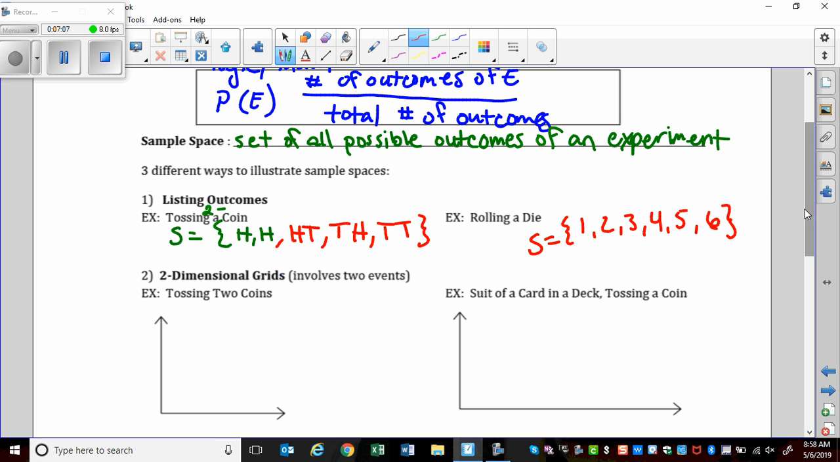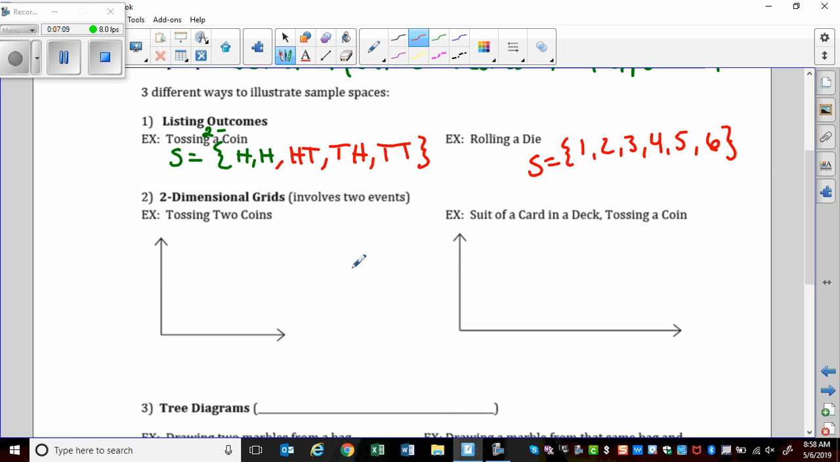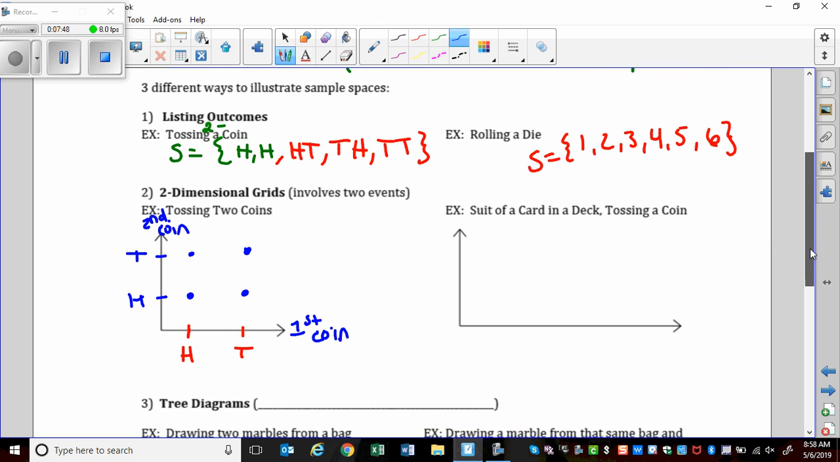Two-dimensional grid involves 2 events. So when we are talking about tossing a coin, I'm going to make this my heads, and this is my tails, and I'm going to make this my heads, and this is my tails. It's possible for there to be both heads, 1 heads, 1 tails, 1 tails, 1 heads, and 2 tails. So this is maybe the first coin. I'll label my axes, and then this is my second. I'm going to move on to a tree diagram.